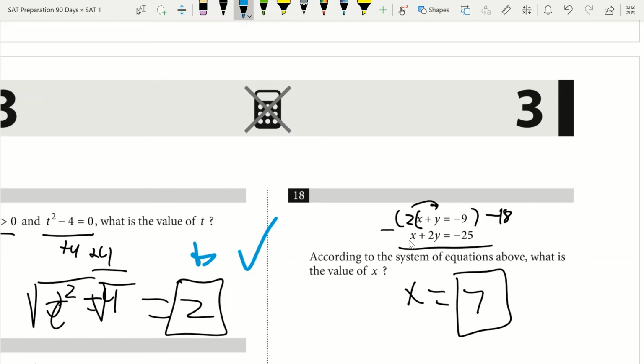by 2. 2y minus 2y, 0. 2x minus x is x. Negative 9 times 2, which is negative 18. Negative 18 minus negative 25, that's negative 18 plus 25. Negative 18 plus 25, that's positive 7. X equals 7. That one's checked.